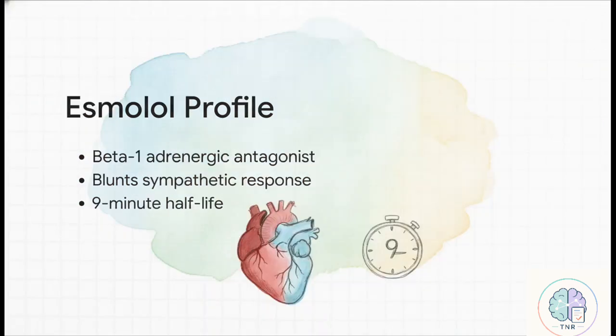Next on the list is esmolol. This is a selective beta-1 adrenergic antagonist that powerfully blunts the intense sympathetic response to laryngoscopy and intubation. Interestingly, it is far less sedating than equipotent doses of lidocaine or fentanyl used for the exact same purpose. Plus, it gives the anesthesiologist immense control because it has an ultra-short half-life of just 9 minutes.